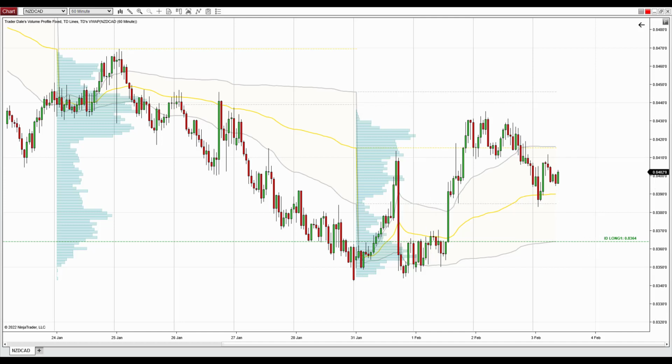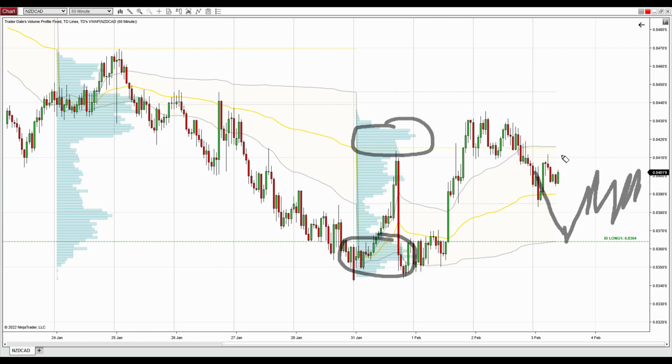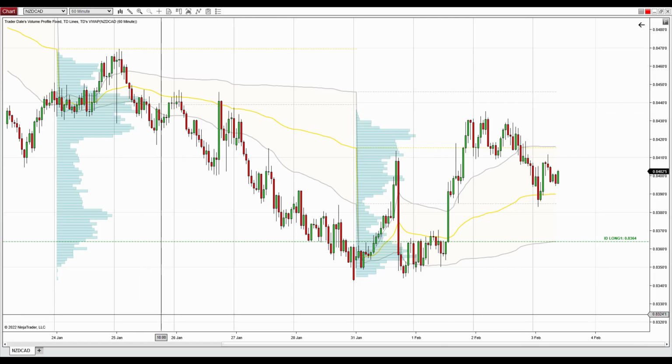Why I'm just saying this is that those heavy volume zones are important because the price tends to bounce off them and back into that rotation in this low volume area. That's what often happens. I'm not saying it happens all the time, but it's also another thing that I like to look for in my trading. All right. So yeah, that's that. That's about the trading idea on the New Zealand dollar, Canadian dollar.